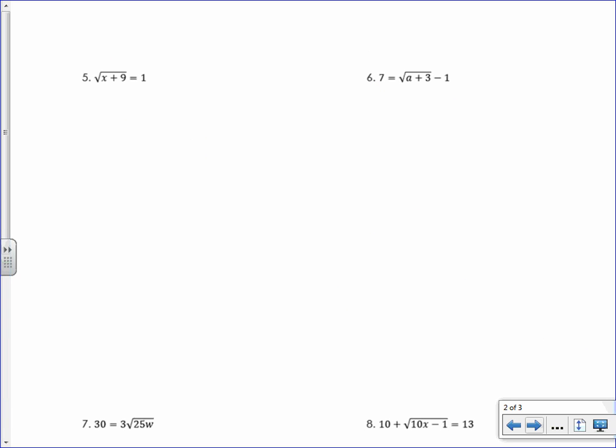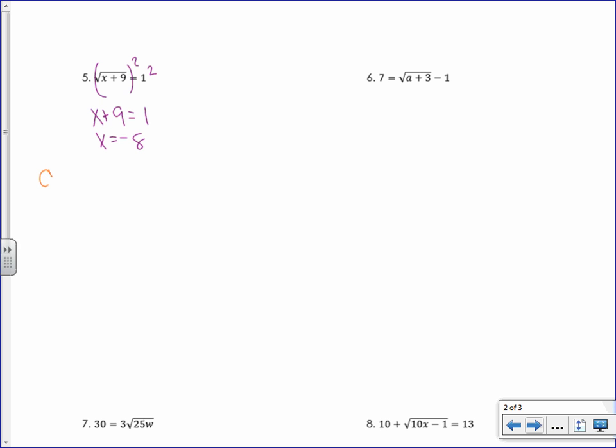On to the next. We already have the radical isolated, so let's square both sides. I get x plus 9 is equal to 1, because 1 squared is 1. Subtract, I get x is equal to negative 8.